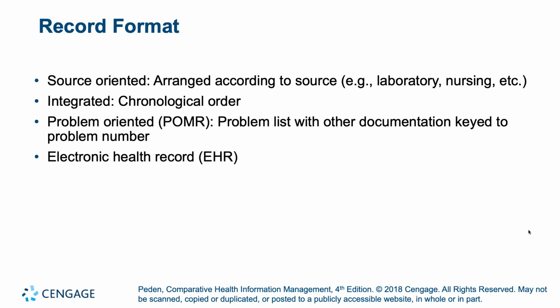Record format, they are often source-oriented, arranged according to the source. All the lab reports together, all the nursing notes together, all the pathology reports together, all the history and physical reports together. The record is typically chronological order. The oldest visit on the bottom, the most recent visit on the top, or when you go to look in, the most recent visit is at the top of the list, the oldest visit is at the bottom of the list. However, it can also be problem-oriented.